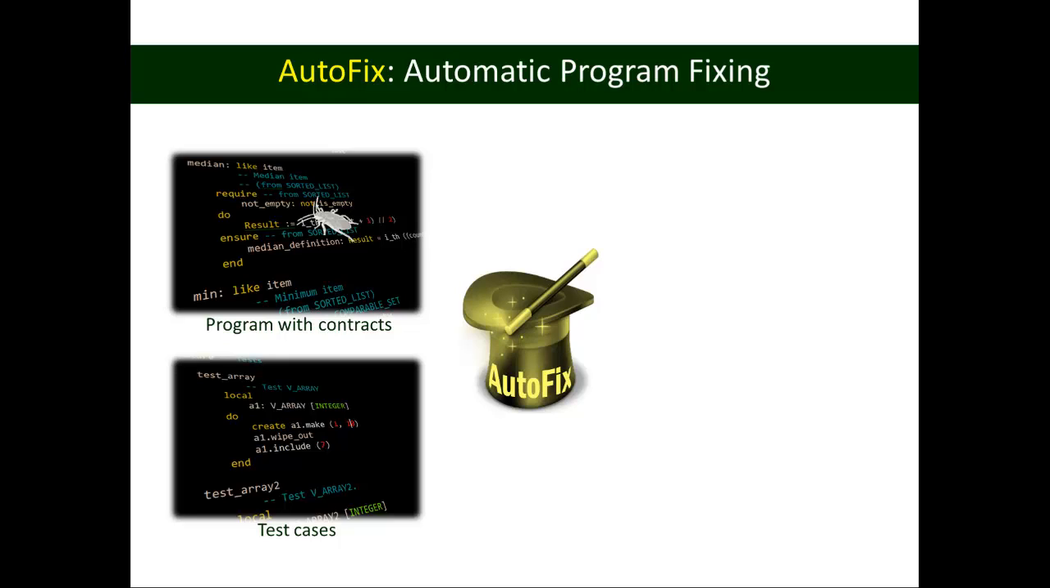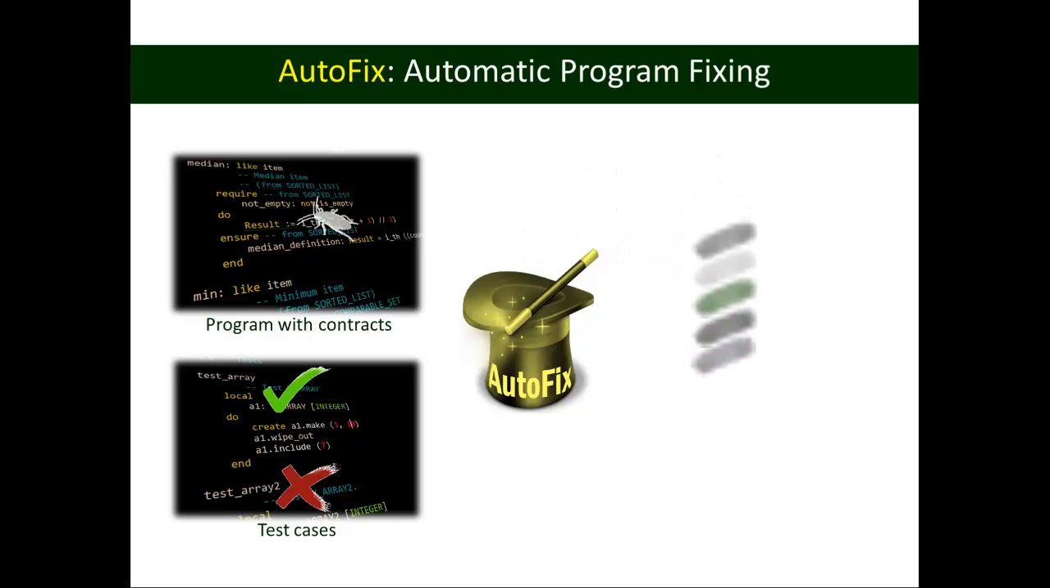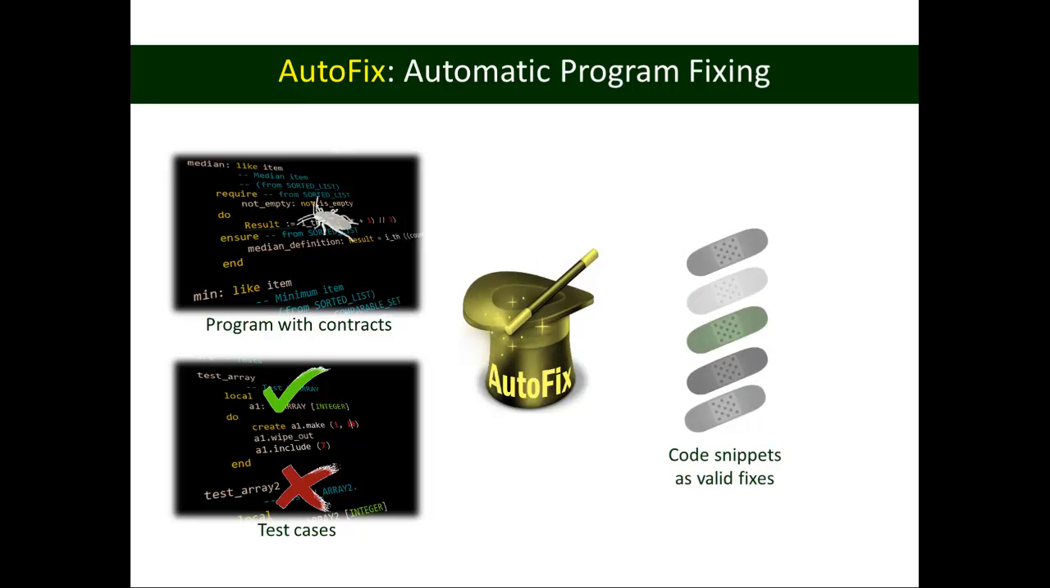A test case is passing if it does not violate any contract during execution, or failing if it does. The input test cases typically contain both passing and failing tests. The tool then analyzes the execution of the test cases, locates the possible causes of the failures, and produces a list of code snippets as valid fixes. The fixes are valid in the sense that replacing the original buggy code with any of them will enable all the test cases to pass. Fixes that do remove the old bug while not introducing any new bug are called proper fixes.